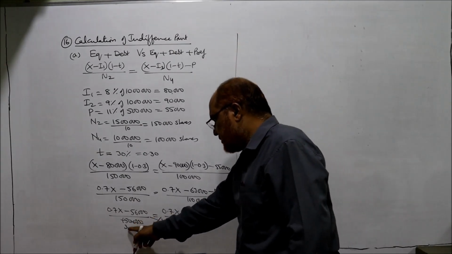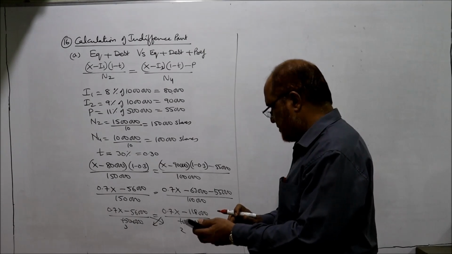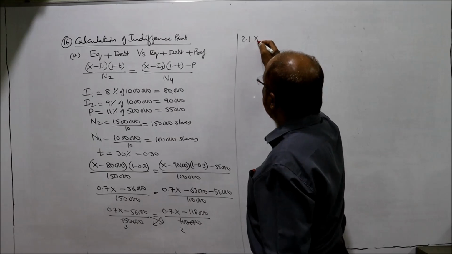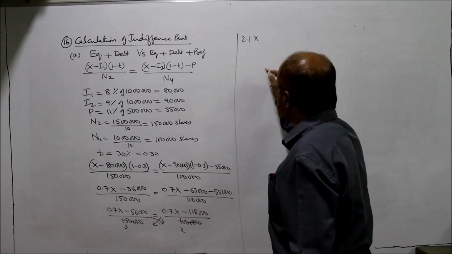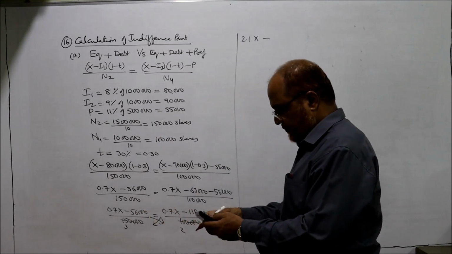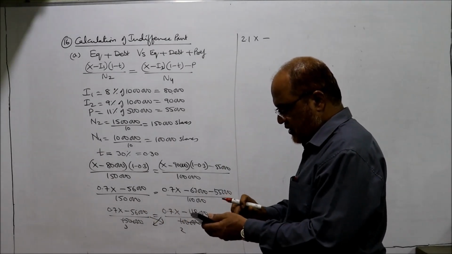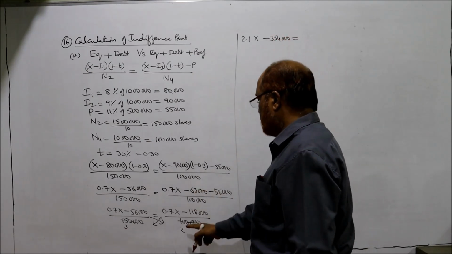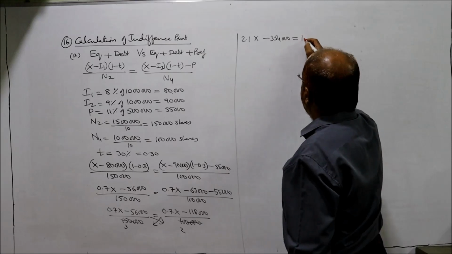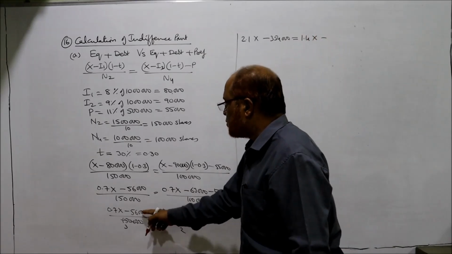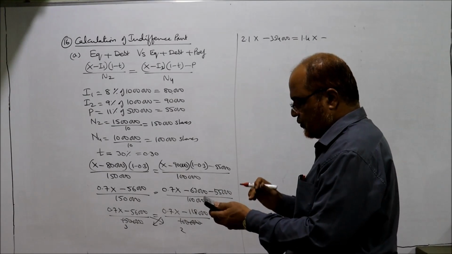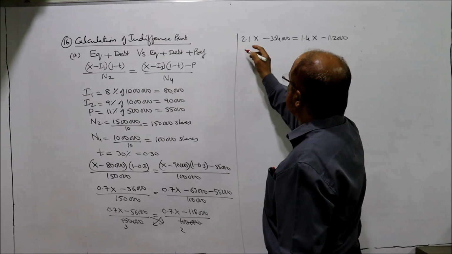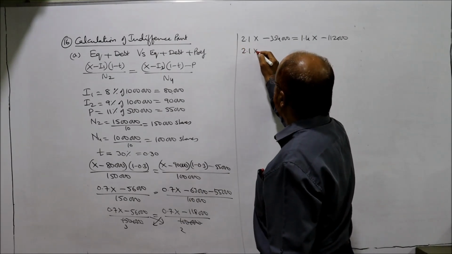Now we'll cross multiply. 3 into 0.7 is 2.1, so 2.1x minus 1,18,000 into 3, which is 3,54,000, is equal to 2 into 0.7, which is 1.4x, minus 2 into 56,000, 56 into 2, 1,12,000.